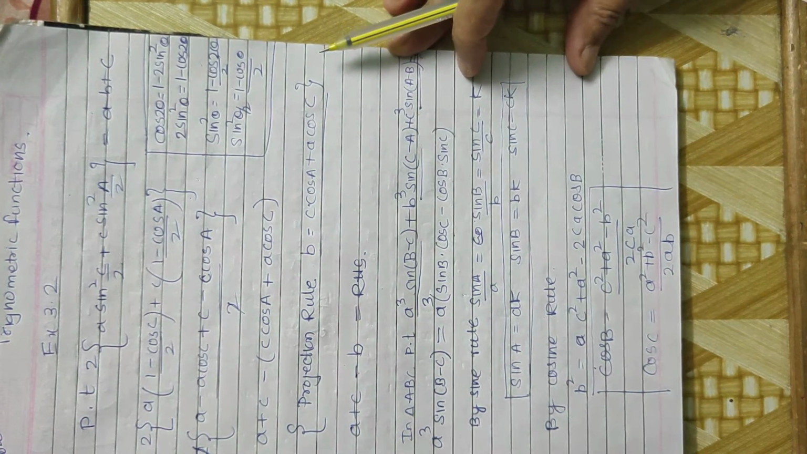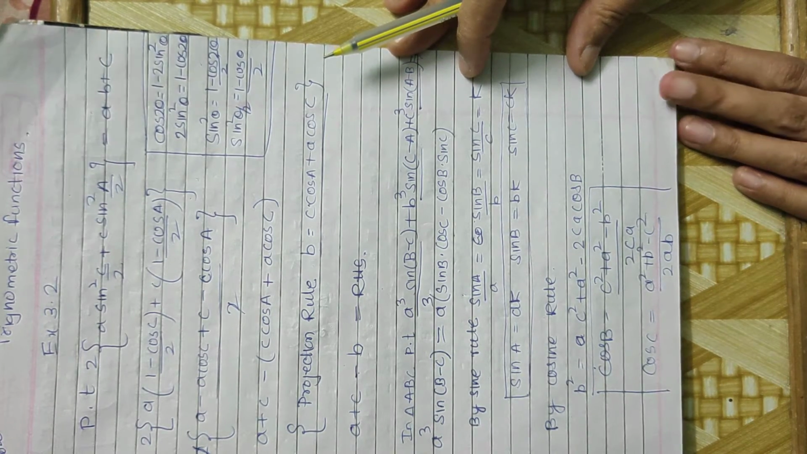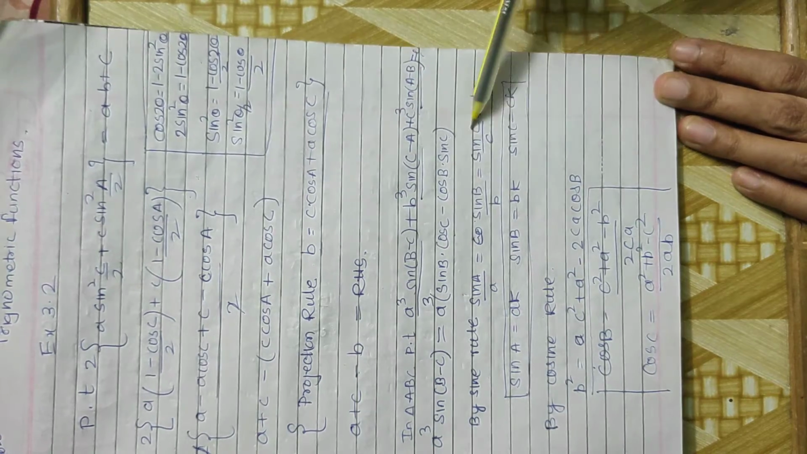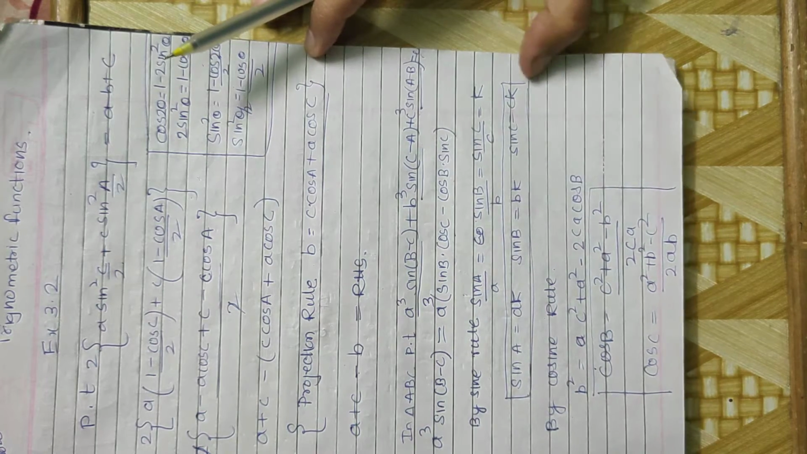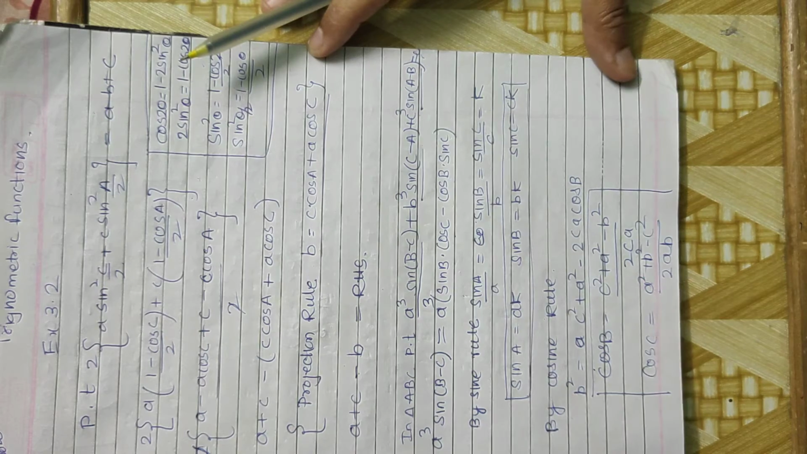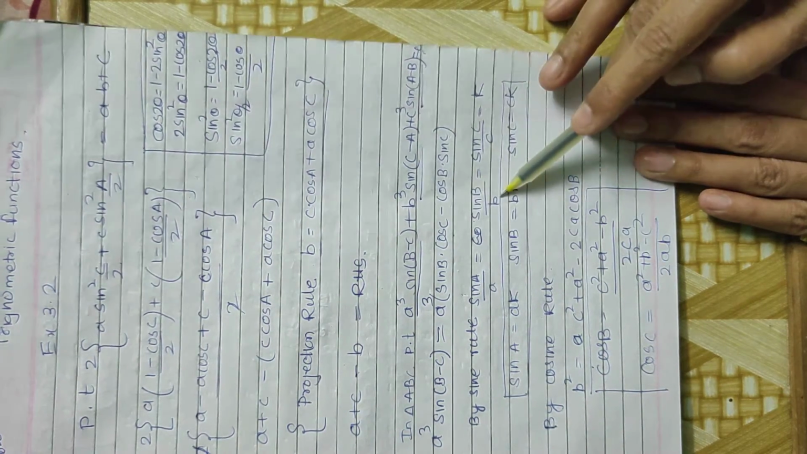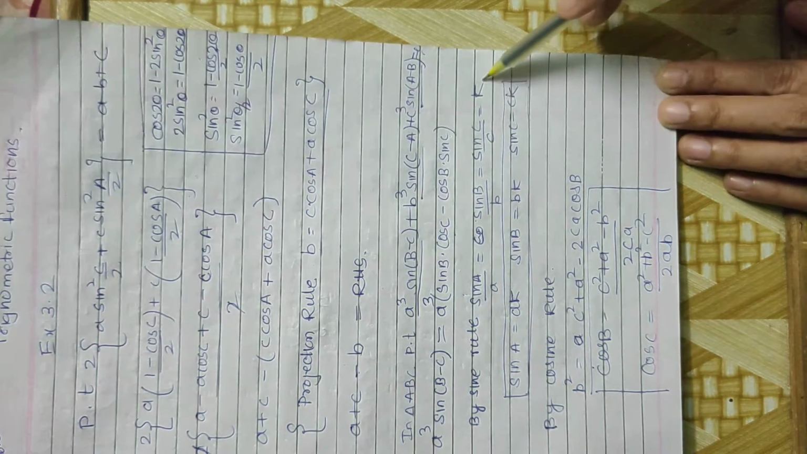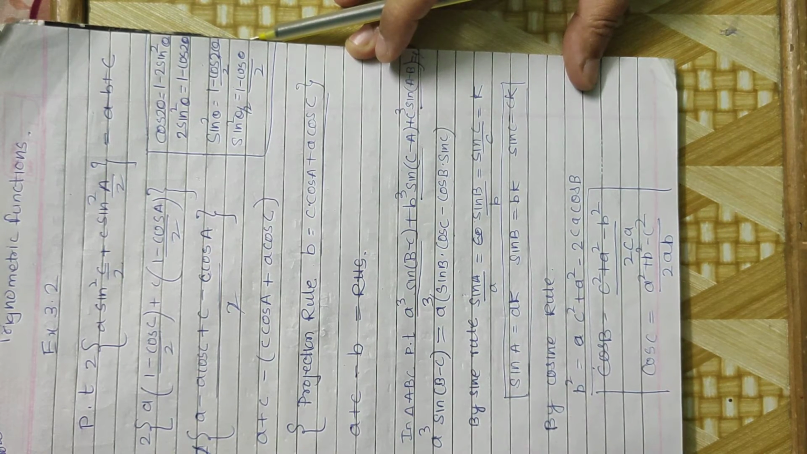First, by the sine rule, sin A upon a is equal to sin B upon b is equal to sin C upon c is equal to k. From this we can write the values of sin A, sin B and sin C separately. Sin a upon a is k, sin b upon b is k, and sin c upon c is k. So sin A is equal to ak, sin B is equal to bk, and sin C is equal to ck.